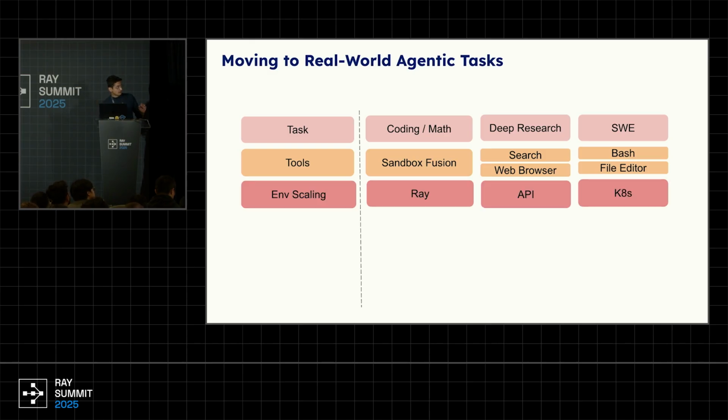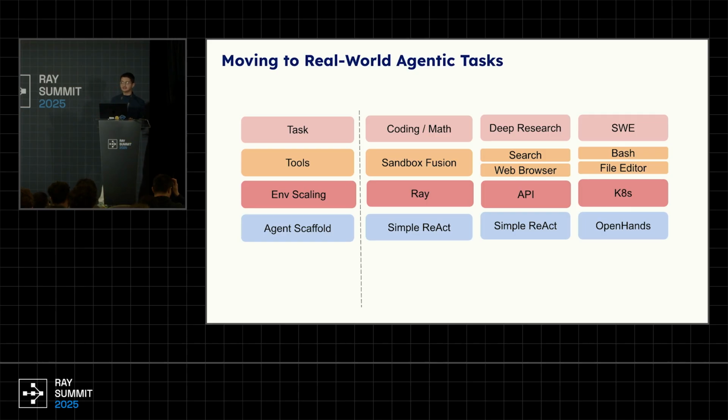There are differences in environment scaling for all of these tasks. And by environment scaling, I'm talking about how you parallelize environment interactions for a large batch of trajectories during training. So for simple coding or math, you might just scale this up with Ray. For deep research, the tools are probably interacting with some kind of APIs, so maybe you'd implement some smart caching to speed things up. And for the SWE task, this depends on your setup, but one possibility is you run containers for each trajectory separately in a Kubernetes cluster.